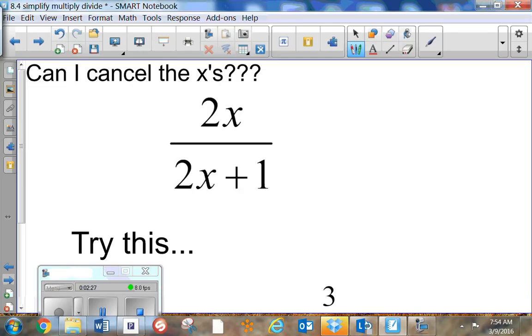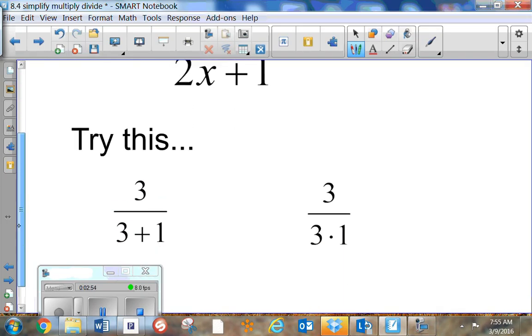Before we start doing them there, though, I'm going to warn you about something we cannot do. Can I cancel these x's out? No, because these two things are not factors because of that plus sign. These are add-ins, A-D-D-E-N-S, add-ins. These two are factors. These are not. So let me show you. I cannot cancel that.